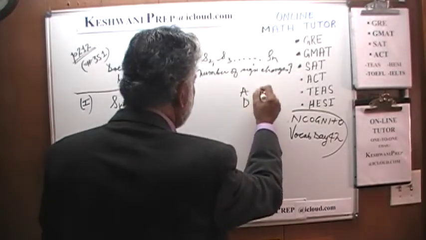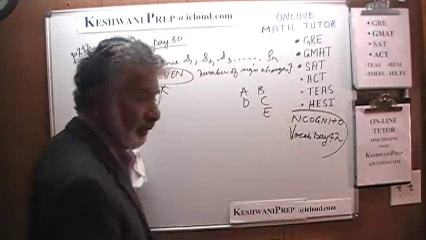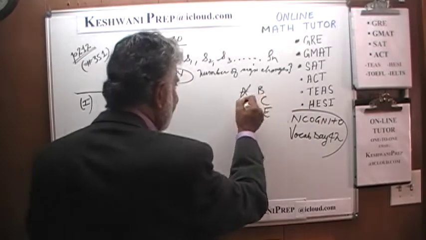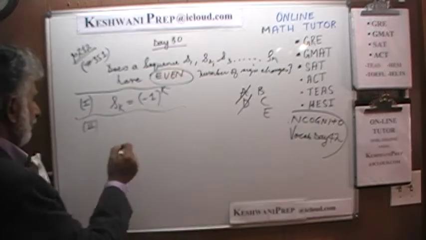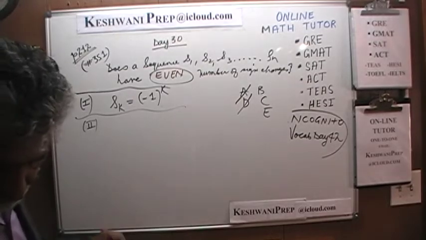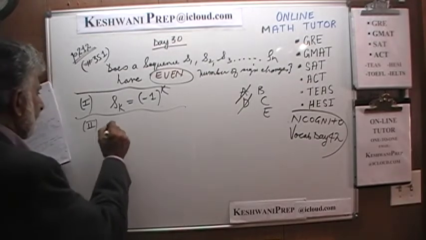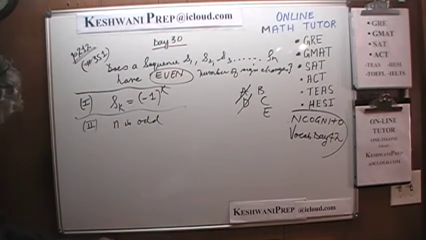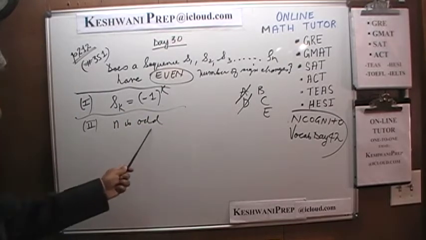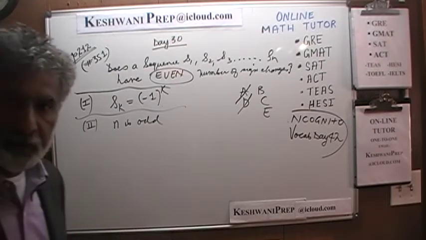A, D, B, C, E. Since the first statement by itself is not enough, we know the answer cannot be A or D. It will have to be either B, C or E. Let's look at the second statement. In the second statement, they tell us that N is odd. So now we know that we have an odd number of terms in the sequence.